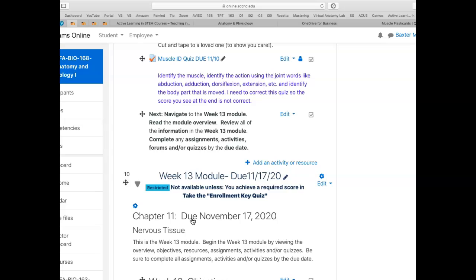The rest of the term is on the nervous system. So we have chapters 11, 12, 13, and 15. We have 4 chapters left before the end of the term.